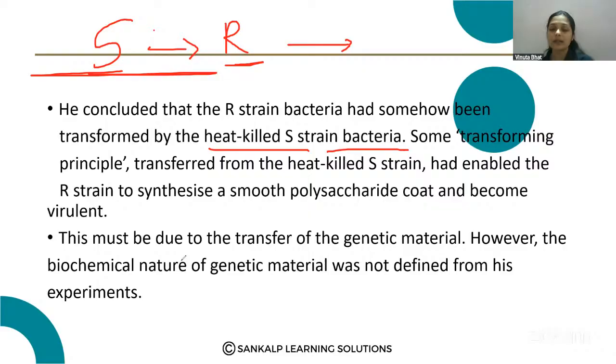So he concluded that this must be due to the transfer of the genetic material. S strain bacteria transfer some genetic material to the R strain bacteria, and R strain bacteria become virulent. When it is injected to the mice, it developed the disease. So that is the Griffith experiment, very important for your exam.